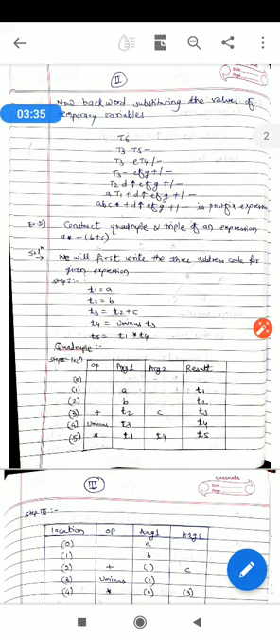So t3 = t2 + c. Then t4 = uminus t3, that is minus t3. So the t3 value is t2 + c and the t2 value is b + c. So minus (b + c). And t5 = t1 * t4.